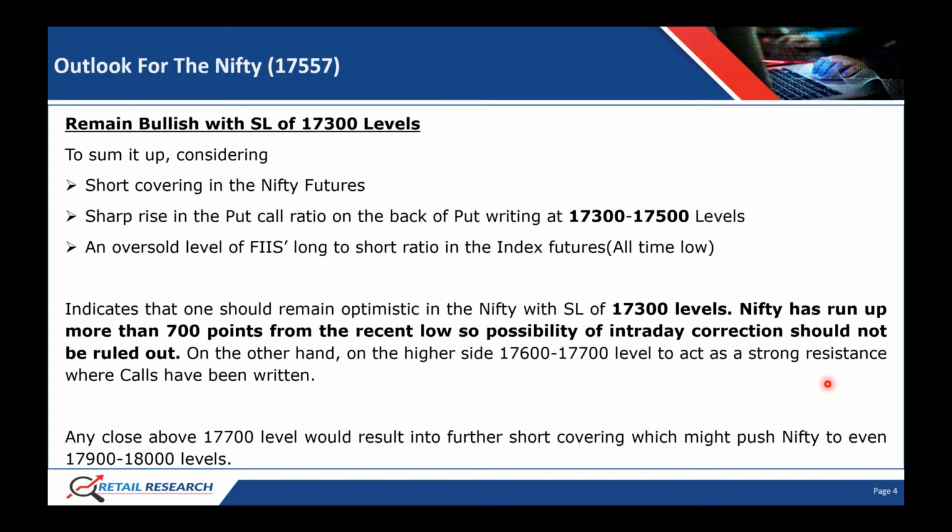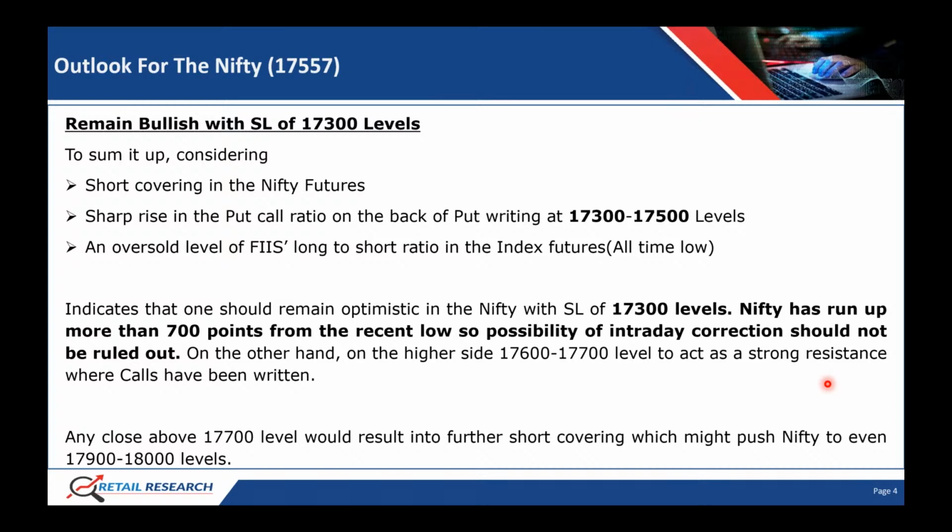Earlier, 17,300 was the resistance, and we had indicated to remain long with a 16,800 stop loss, and when the market crosses 17,300, you create aggressive long positions, and the same has happened. Now Nifty has run up more than 700 points from the recent lows, so there is a possibility of some kind of intraday correction tomorrow, but you should use that correction to continue building long positions. The RBI policy is also there, and that may also lead to volatility, and that volatility should be used as an entry point for the market.